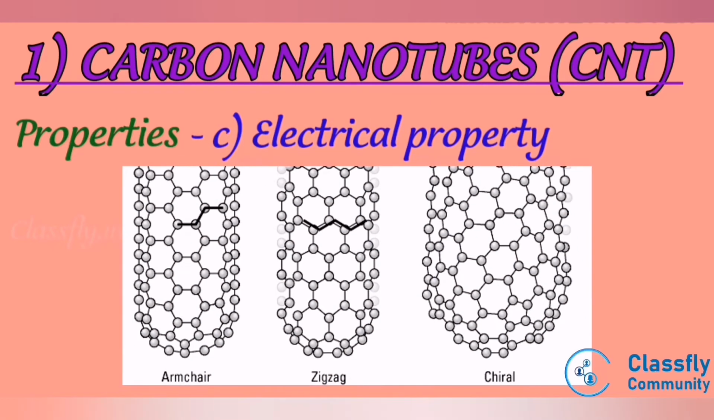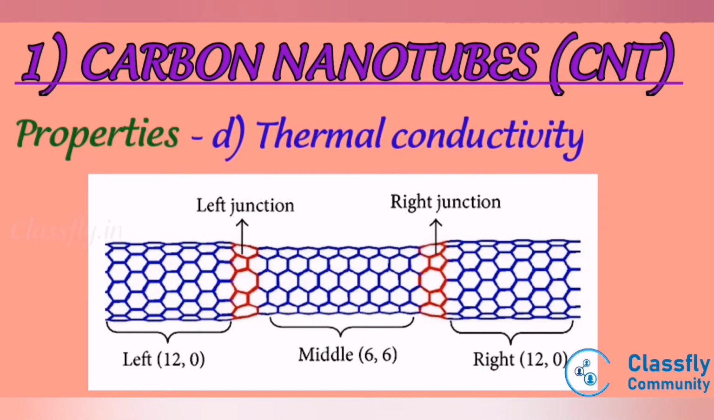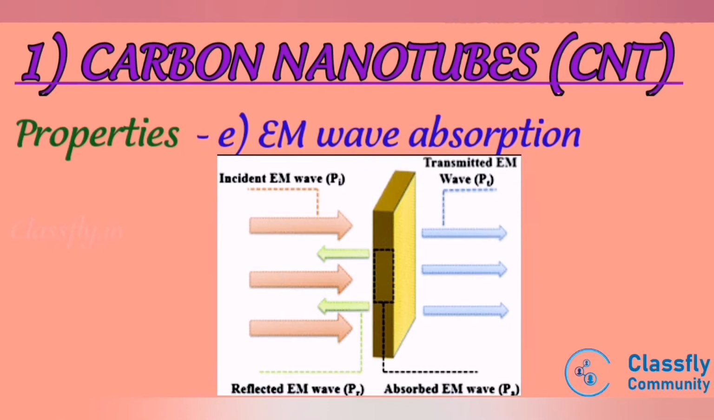Third point is electrical properties. Because of the symmetry and unique electronic structure of graphene, nanotubes have a very high current carrying capacity. Fourth point is thermal conductivity. All nanotubes are expected to be very good thermal conductors along the tube. Fifth point is EM wave absorption. There has been some research on filling MWNTs with metals such as iron, nickel, cobalt, etc. to increase the absorption effectiveness of MWNTs in the microwave regime.